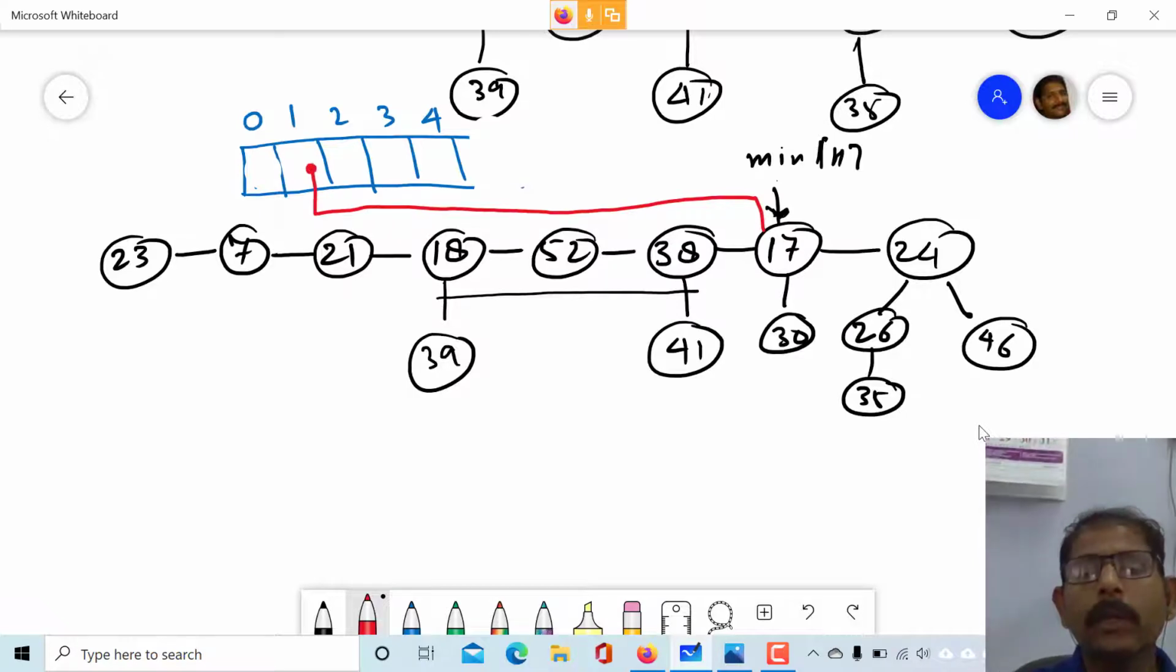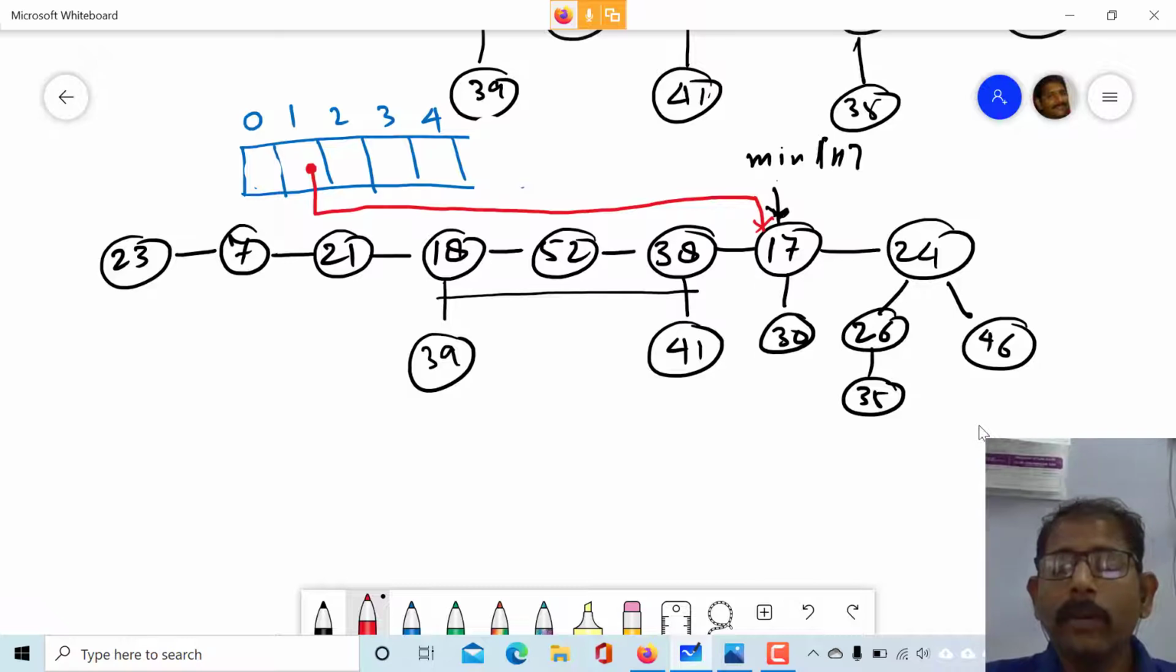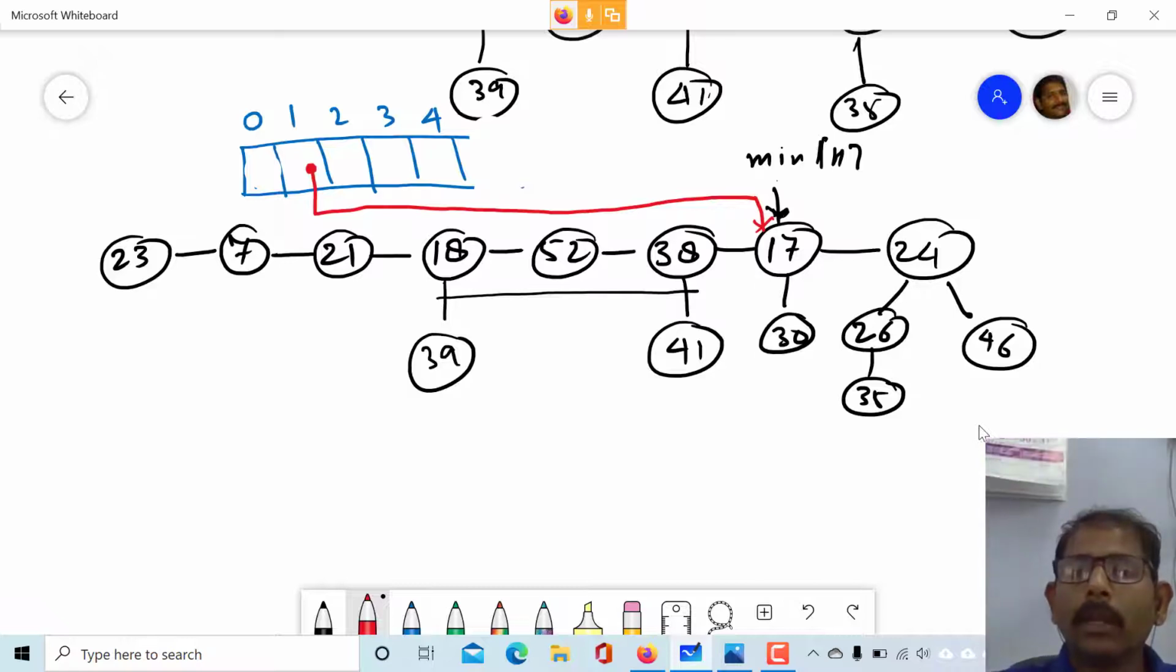Just like this. Okay, it will be pointed by 1. After 17, we come to the next neighboring node, that means 24. Its degree is 2 here. Therefore, in the same manner, this 2 will be pointed by 24.